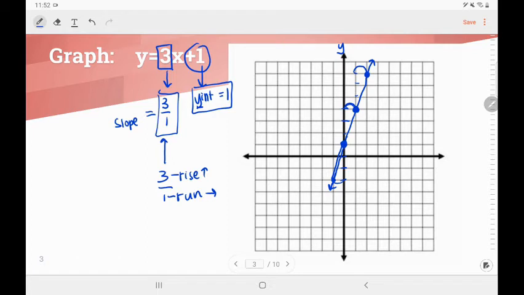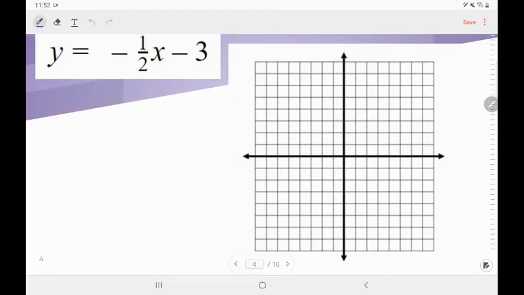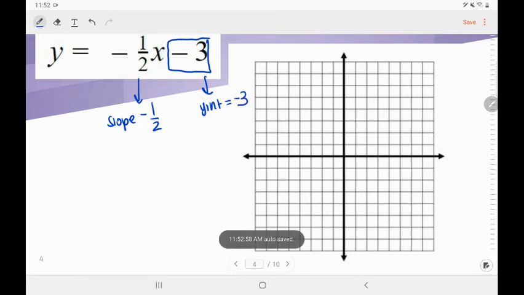Let's try a second example. y equals negative 1/2 x minus 3. So my slope is negative 1/2, and my y-intercept equals, because there is a minus sign, I'm going to say negative 3.